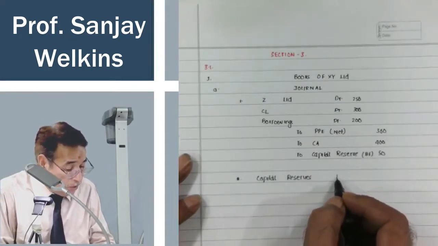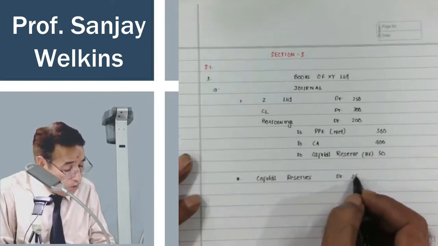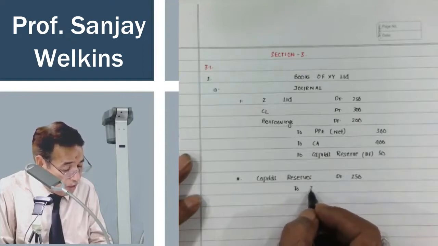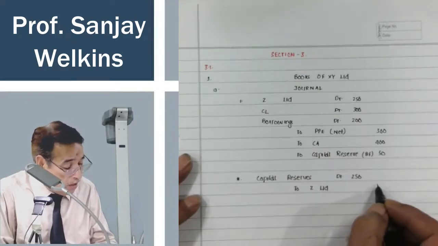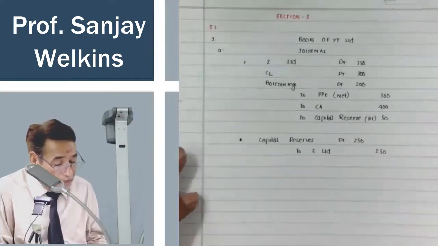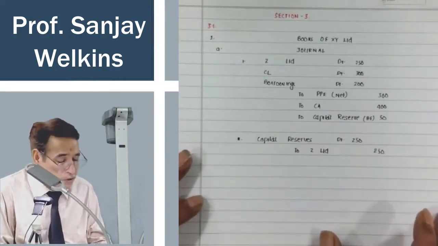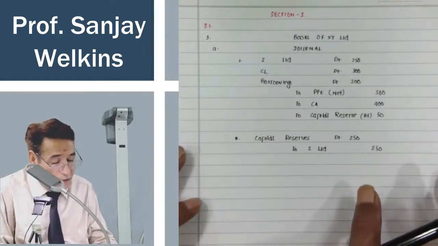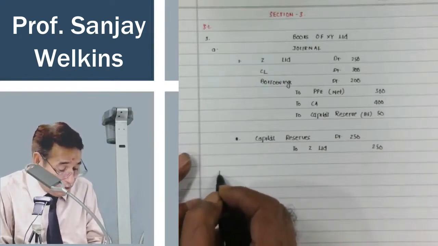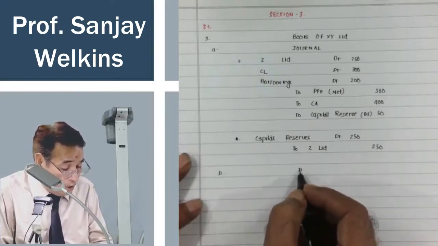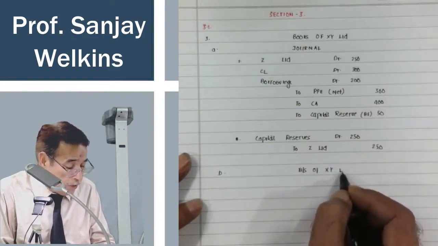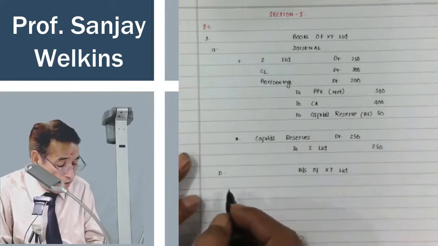Capital reserve account debit 250, because 250 crores worth of consideration will not be received by us from Z Limited. It will be received by the members. Correct? You can write reserve and surplus instead of capital reserve also. Ultimately, your other equity will fall, no doubt about that. Now we'll prepare the balance sheet. Balance sheet of XY Limited, of course, after sale of division.